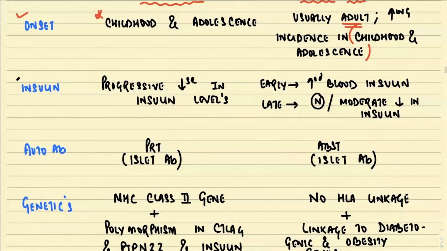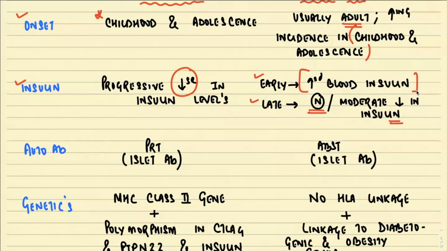Regarding the levels of insulin in the body, in type 1 diabetes mellitus there is a progressive decrease in the levels of insulin. Whereas in type 2 diabetes mellitus, in the early cases, you will have increased blood insulin levels. In the later stages of the disease, the insulin levels will become normal or moderately decreased.